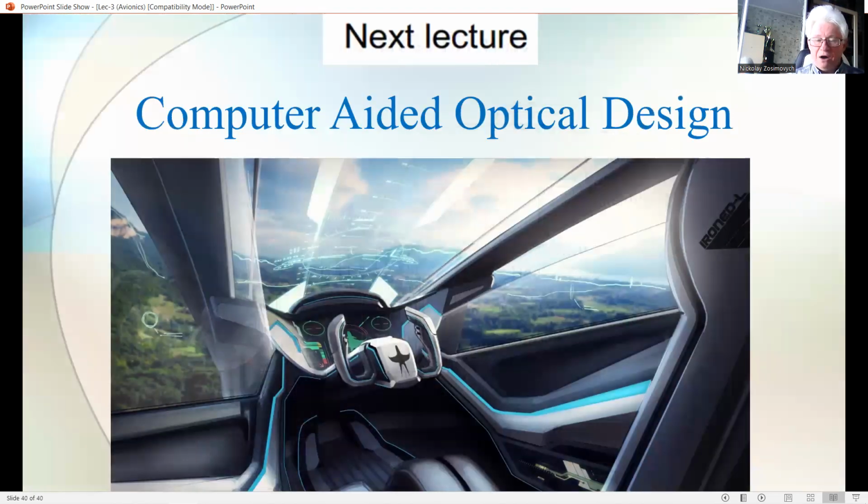Next lecture will be about computer-aided optical design. And for now, I think it's enough for today.